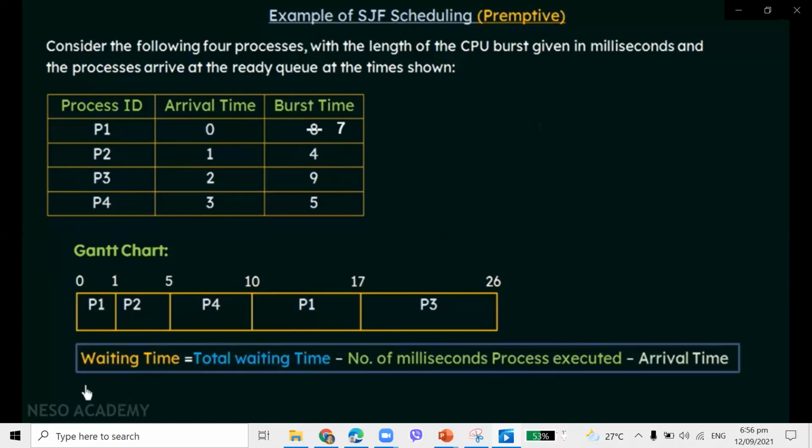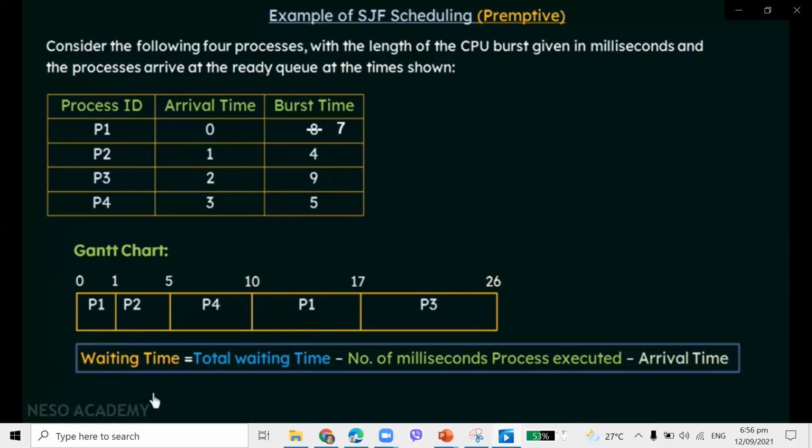So here is a formula that we have to use. Waiting time is calculated like this: total waiting time minus number of milliseconds process executed minus the arrival time. Alright, so this is the formula and let us try to see how this formula is formed. Let us break it down and try to understand.